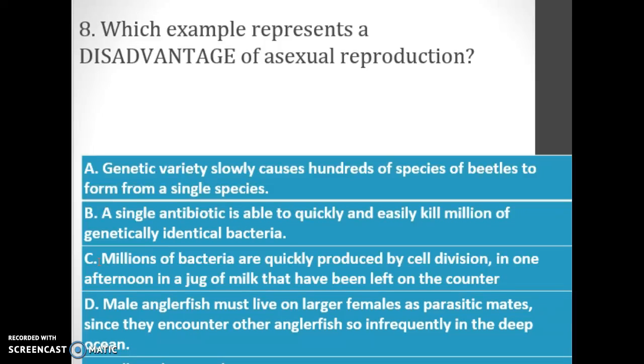C, millions of bacteria are quickly produced by cell division in one afternoon in a milk jug which has been left on the counter. D, male anglerfish must live on larger females as parasitic mates since they encounter other anglerfish so infrequently in the deep ocean. And E, I'm still working on it. Which do you pick?